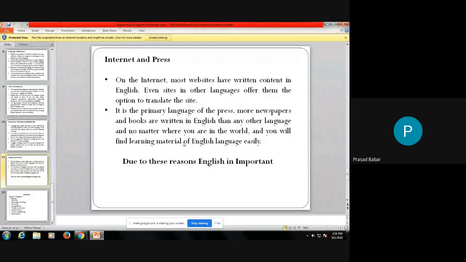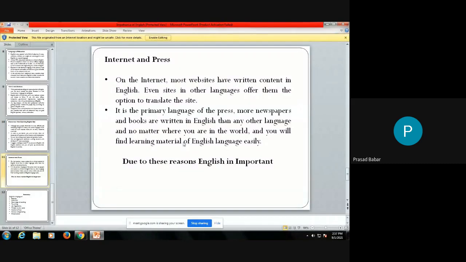So that is why it is the language of the internet. Moving towards the press, it is the primary language of the press also. Most newspapers and books are written in English more than any other language, and no matter where you are in the world, you will find English learning material easily. You can find an English book at any corner of the world.